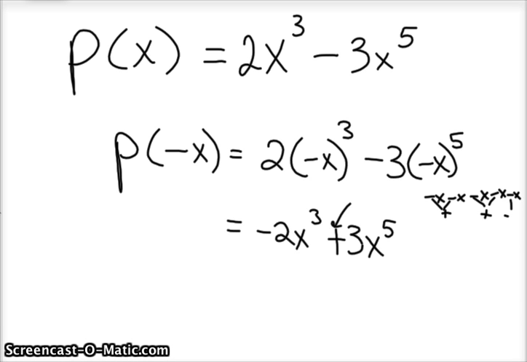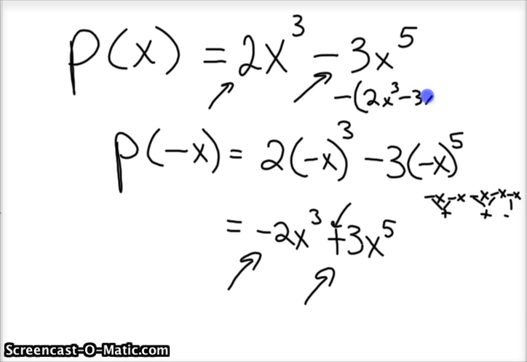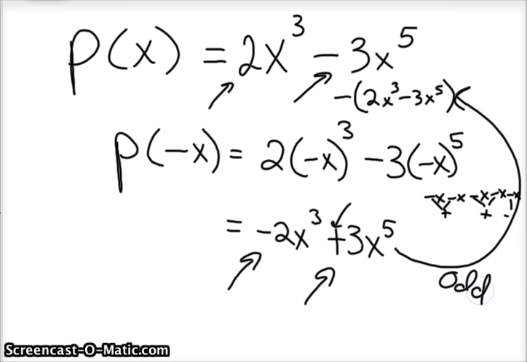So what we've ended up with, if you look at the original, is that the signs are exactly switched. That's positive now and that's negative now. It's the same as taking the negative of the original, the negative of 2x cubed minus 3x to the fifth. A negative version of the original, if you distributed the negative through, would be negative 2x cubed plus 3x to the fifth, which is what we have. Therefore, this is an odd function.